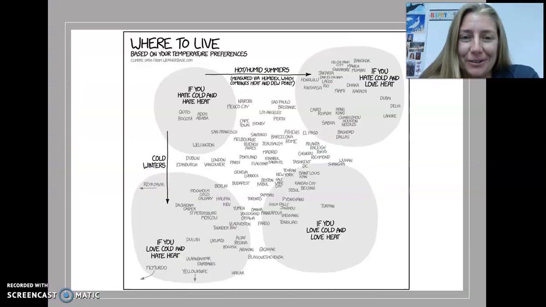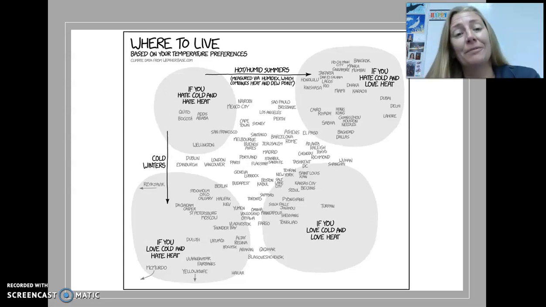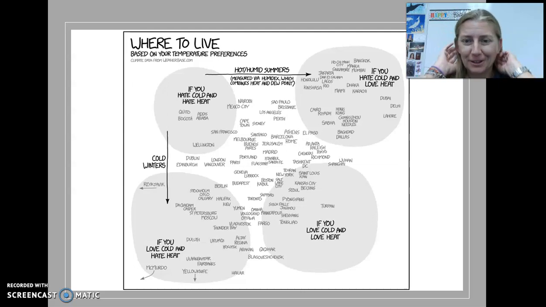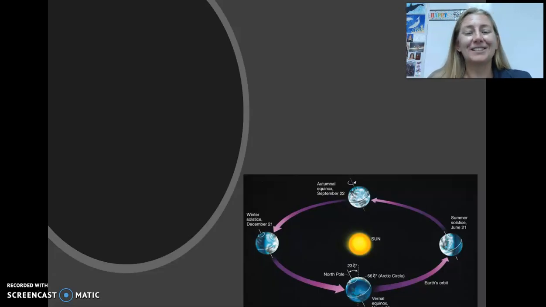This is just a fun little graphic of where to live based on your temperature preferences. You probably can't see it all that well, but if you just Google where to live based on your temperature preferences, you'll get this image popping up. And it's just interesting to see and compare the different major cities as far as their temperature. It's just fun.